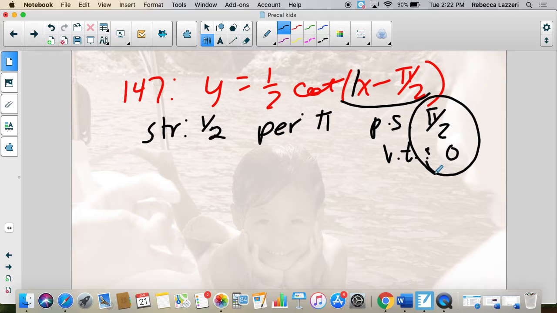On our test, if we write amplitude instead of stretch, I won't count it off, but I probably shouldn't have, because I know you're probably just... note to self, okay? We'll write amp/stretch. That's fine too.